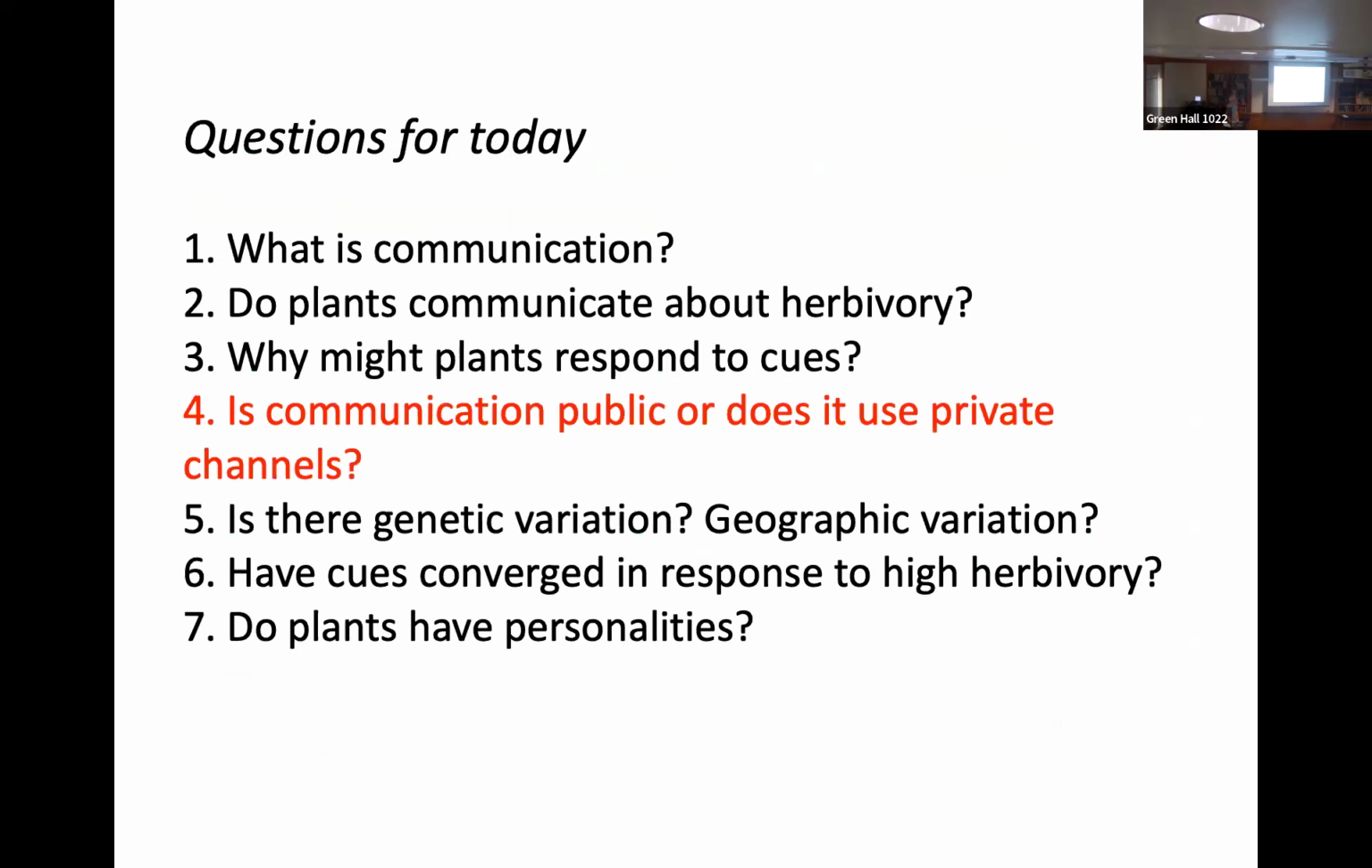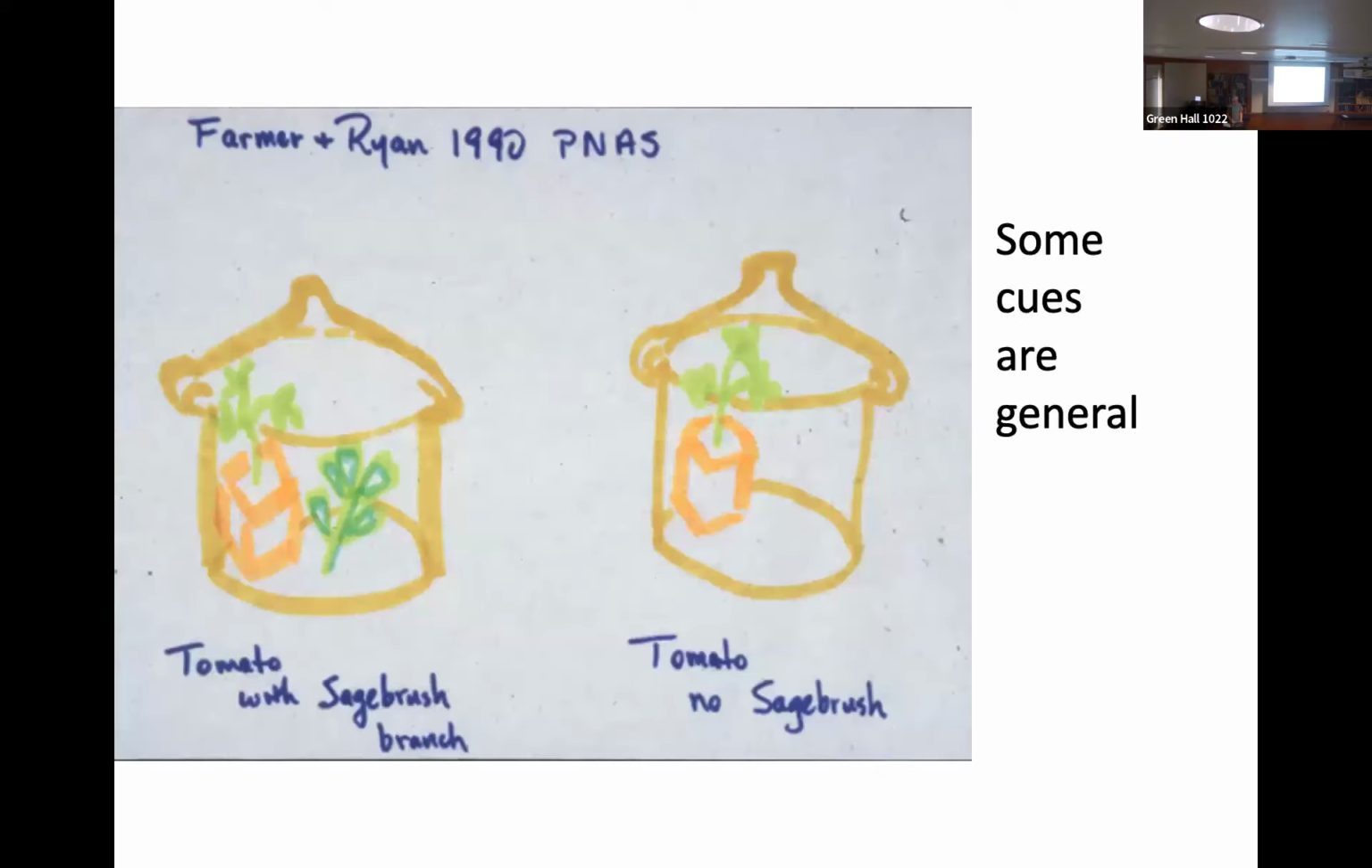Is communication public, or does it use private channels? And the answer to this question is both. There's evidence for both kinds of cues. One of the first convincing examples of communication was this paper by Ted Farmer and Bud Ryan.